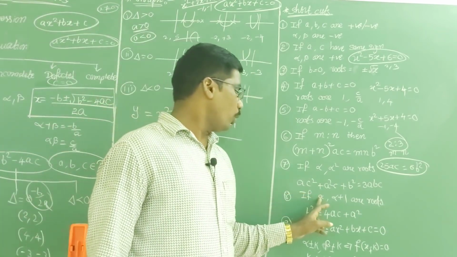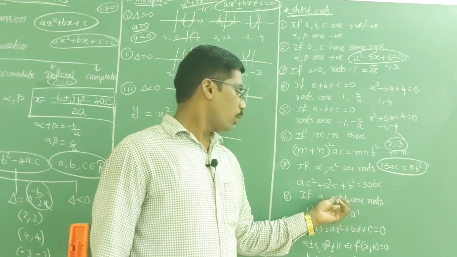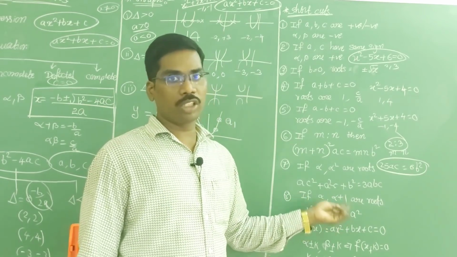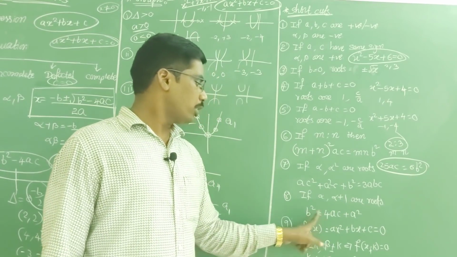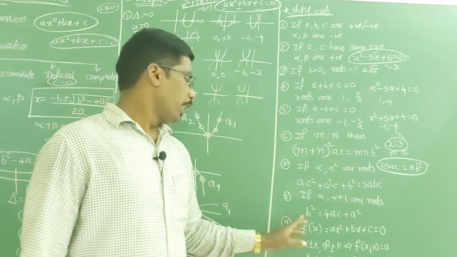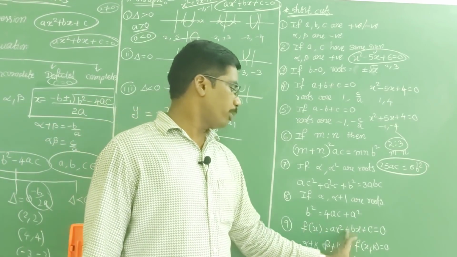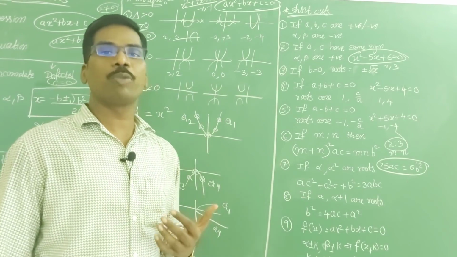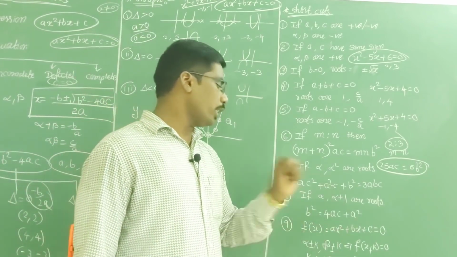Now, if one root is one more than the other root, that means alpha, alpha plus 1 are the roots, then the condition is b square is equal to 4ac plus a square. B square is equal to 4ac plus a square. If f of x is equal to ax square plus bx plus c is equal to 0, these are the very important shortcuts I am going to explain now. This is the quadratic equation.